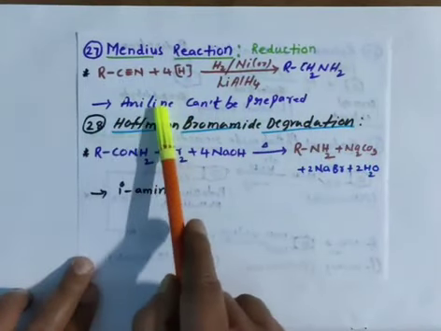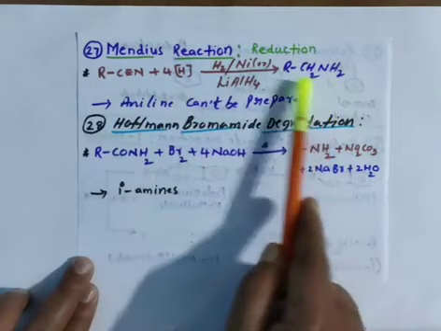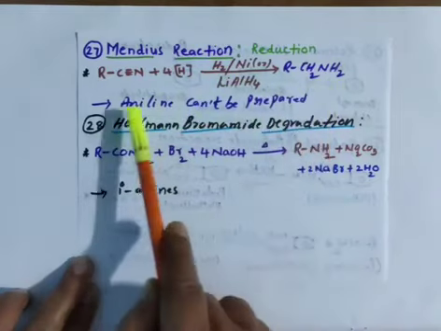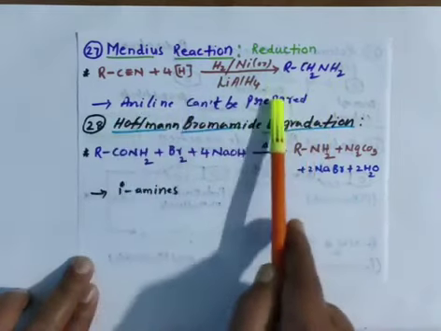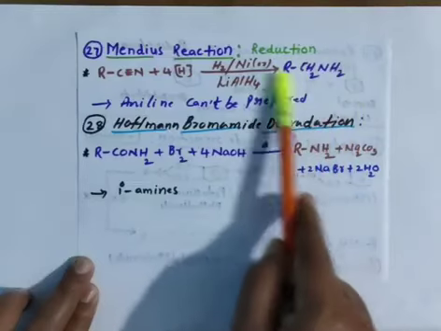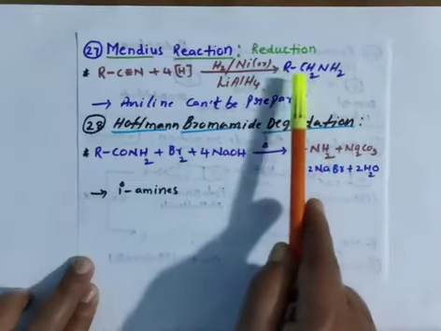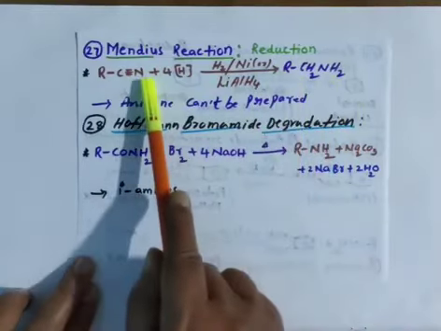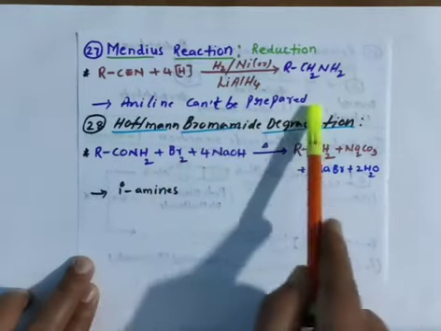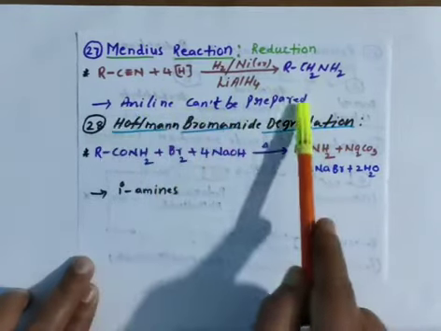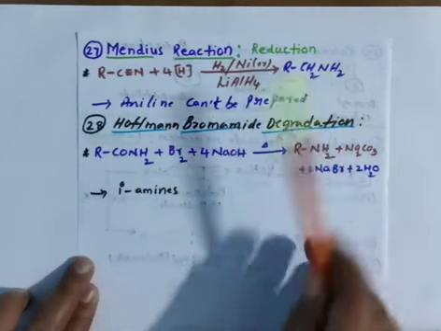And by this method, aromatic amines we are not able to prepare. Means aniline can't be prepared. Only alkyl groups, not aryl groups. So by the Mendius reaction, aromatic amines cannot be prepared. Only aliphatic amines we are preparing.